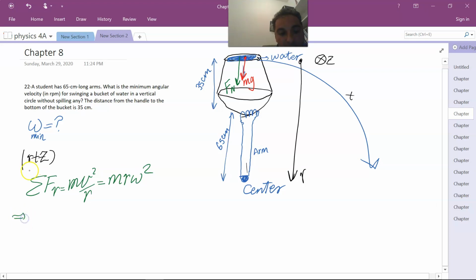So if I apply this with the vector, how many forces do I have on the radial axis? Is it not 2? Are they positive or negative? Actually, both are positive. Why? Because they are toward the center. Toward the center is positive. So I am going to have mg plus Fn equal to m r omega square. Correct? This is my equation.